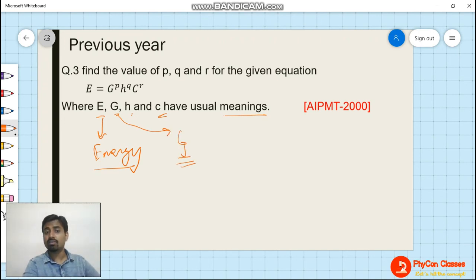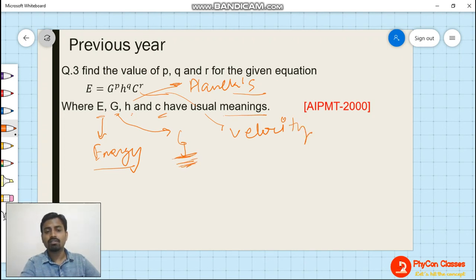universal gravitational constant. For this we have already found the value of the dimension. Then H here is Planck's constant. C is velocity. So for velocity, energy, and universal gravitational constant we know these. For Planck's constant I need to tell you. Planck's constant H into frequency gives energy. This equation is for light, and energy is defined as Planck's constant multiplied with frequency.